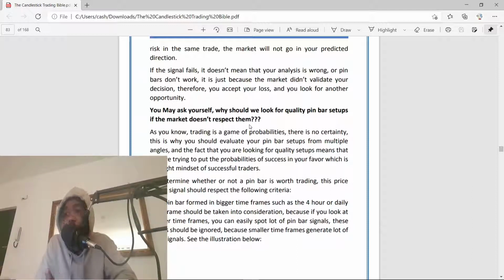So to determine whether or not a pinball is worth trading, this price action signal should respect the following criteria. 1. The pinball formed in bigger time frames such as the 4-hour or daily time frame should be taken into consideration, because if you look at smaller time frames, you can easily spot a lot of pinball signals. These setups should not be ignored because smaller time frames generate a lot of false signals. Basically, they create a lot of noise and a lot of fake outs, a lot of false moves, and it's gonna just confuse you.